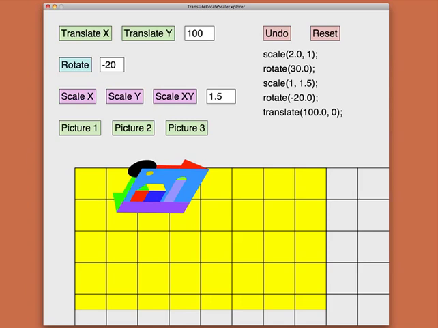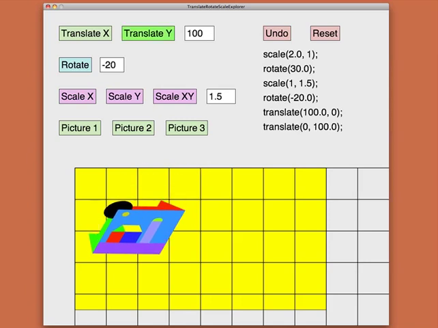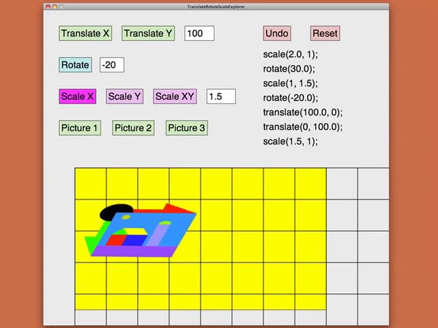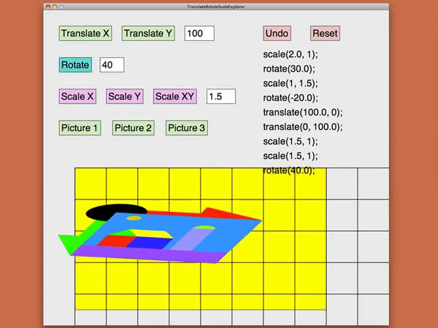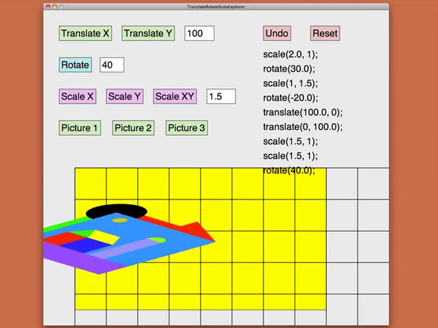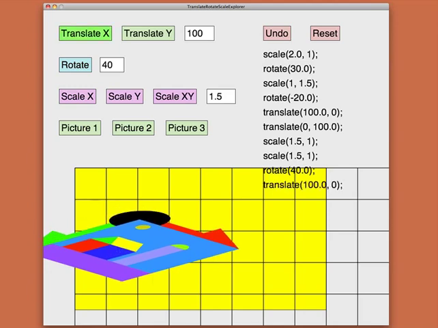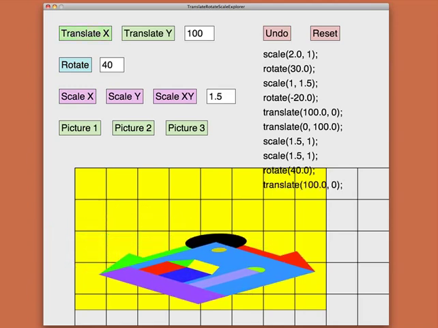If I translate in y, I'll move down and to the left. And of course, I can keep playing these games. I can keep scaling up in x, and then I'll rotate in y, let's say by 40 degrees. And now we've got a picture. It's way off screen. There we are. Now it's heavily skewed. And that's pretty cool.